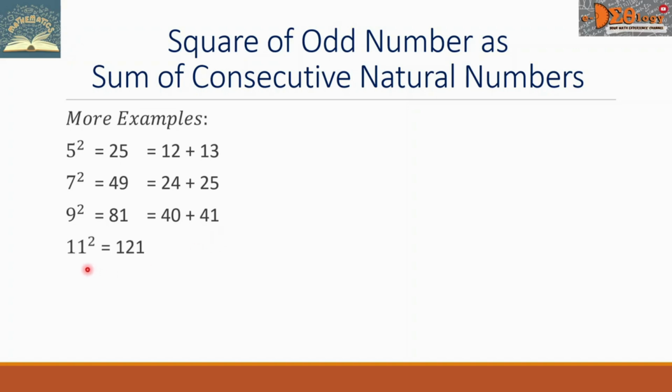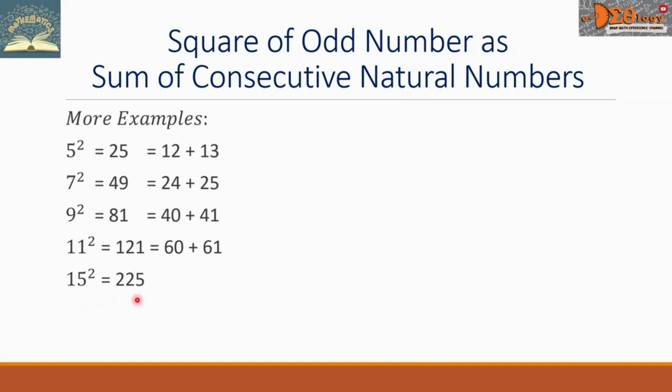Another example, 11 square equals 121. Let's find the two consecutive natural numbers. We divide 121 by 2 and the answer is 60.5. The number 60 is the first integer, plus the 61. So 60 plus 61, that is 121.